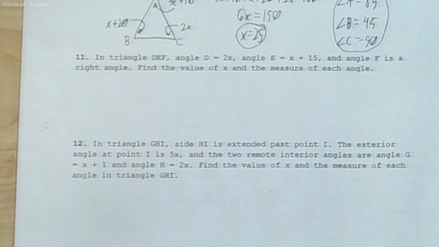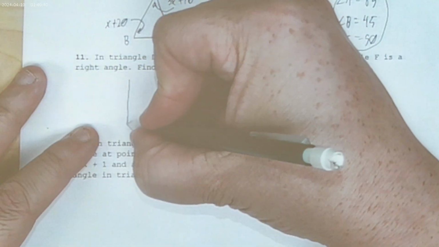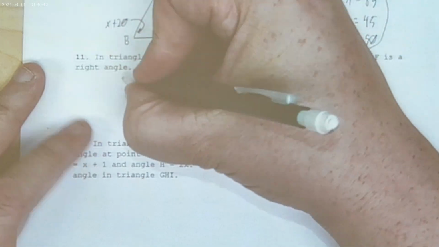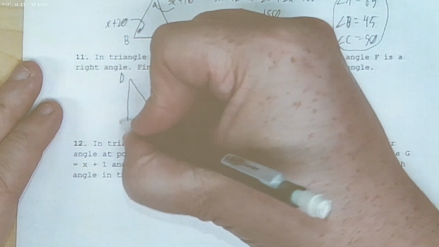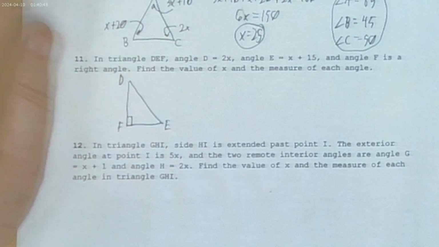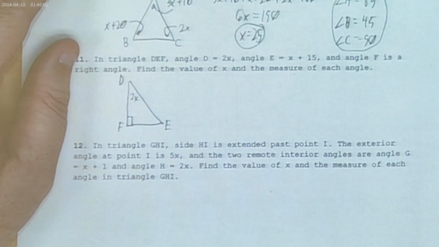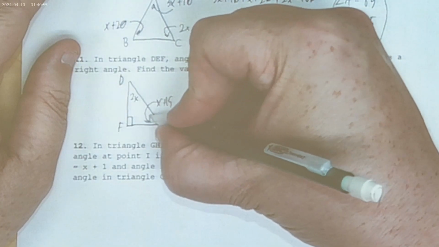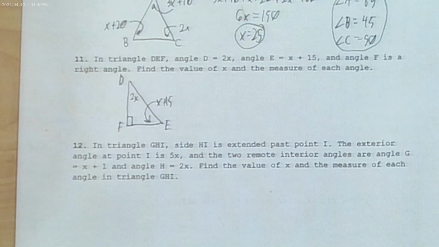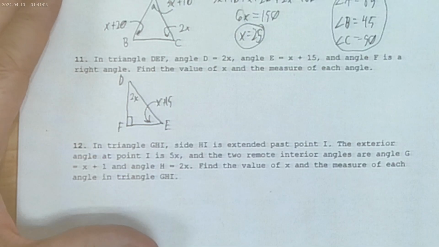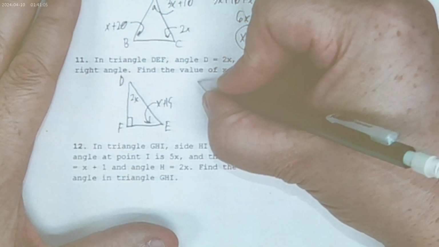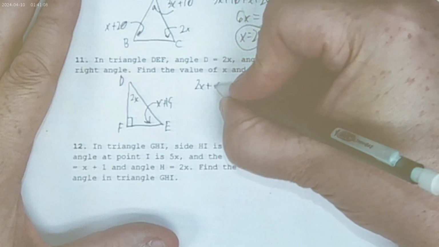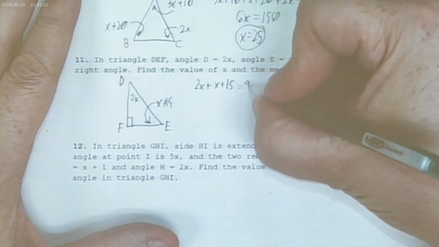All right, let's see. Triangle DEF. D is 2x, and E is x plus 15. I have to find the value of x and the measure of each angle. Well, F is easy. It's already known. It's a right angle. So that means that 2x plus x plus 15 equals 90.